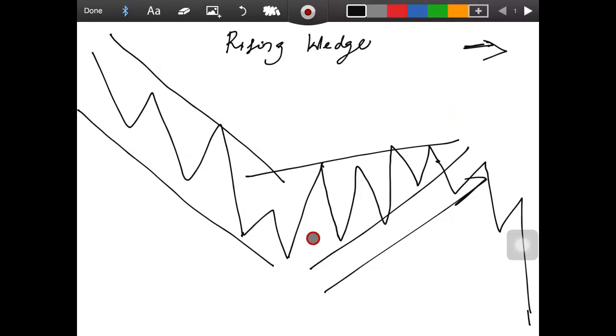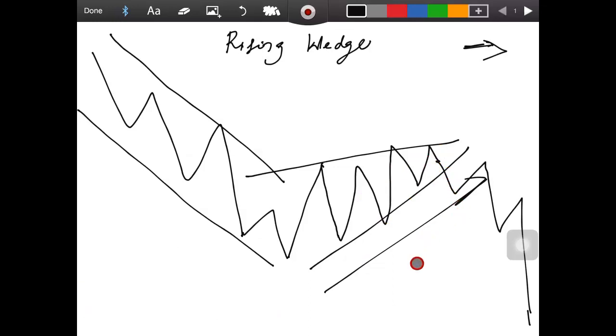So this is how your rising wedge happens. Your rising wedge will always happen after a downtrend. What the rising wedge is telling you is that this trend is likely to continue if price breaks below the wedge here.